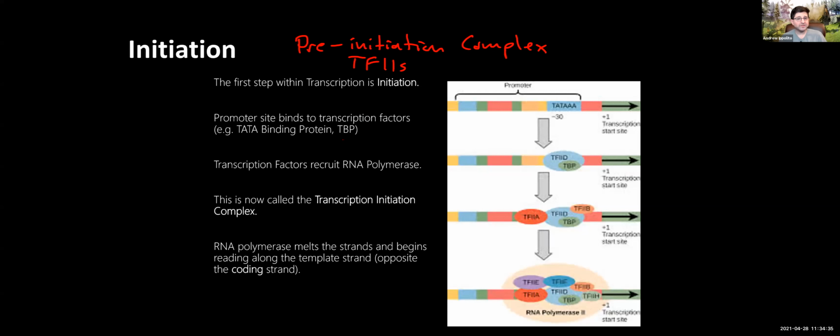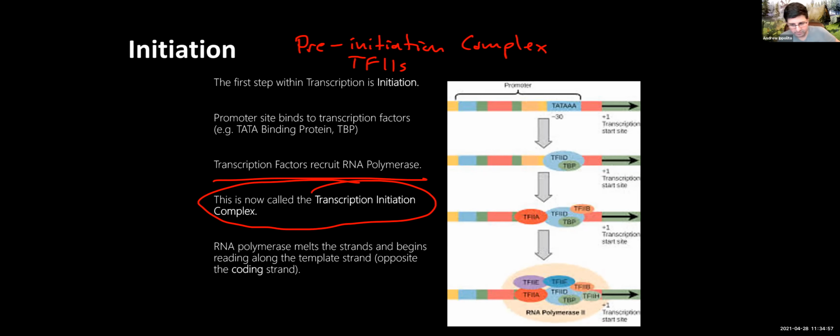Once the pre-initiation complex forms, that recruits the RNA polymerase, and now we call it the transcription initiation complex. It's pre-initiation because we're not started yet. The party doesn't get started until the polymerase is there. Then the polymerase denatures the strands and pulls them apart.